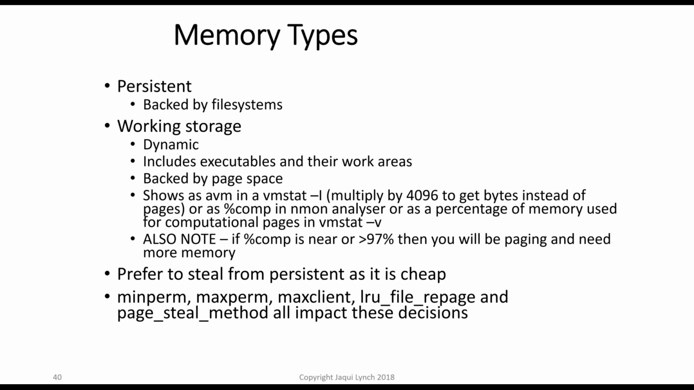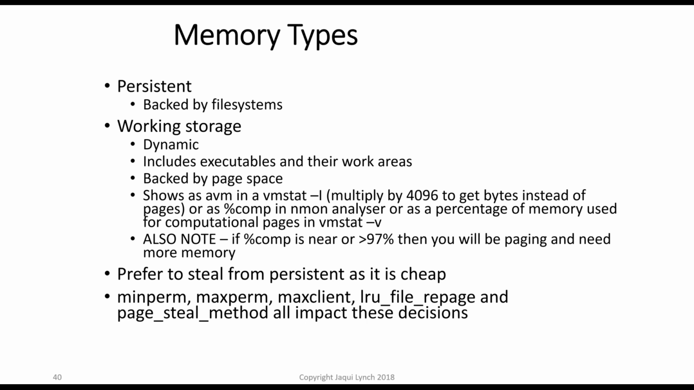The other thing to note is that if % computational is near or greater than 97%, you're going to be paging and you need more memory. I tend to start to get worried about memory when I see % computational getting close to 80%. Because if I have to add memory, it takes time to cut POs and get things ordered and so on if I don't have available memory in the server. All right, we always prefer to steal. Firstly, we prefer not to steal ever, but life just isn't like that.